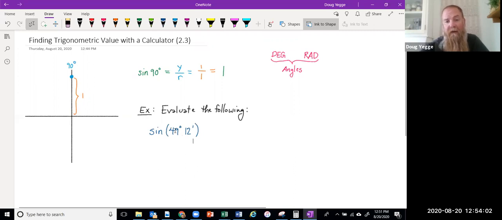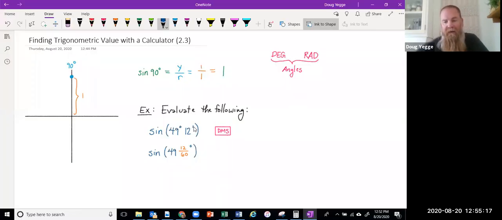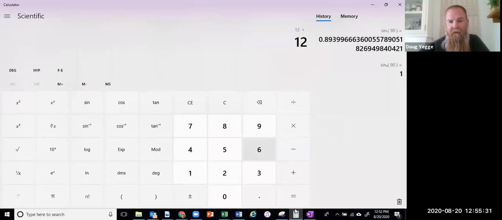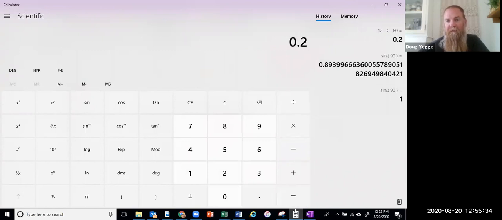Some of you may have a button on your calculator that involves degrees, minutes, and seconds. Sometimes that button would say something like DMS, which allows you to hit that button and put in certain degrees, minutes, and seconds. Most calculators don't have that feature. So if I want to calculate what sine of 49 degrees and 12 minutes is, the first thing I have to do is convert it into a decimal. Remember, the minutes are 60ths of a degree. So we could convert this into 49 degrees with an extra 12 60ths of a degree. Now let's go to our calculator. 12 divided by 60 gives me a decimal value of 0.2.